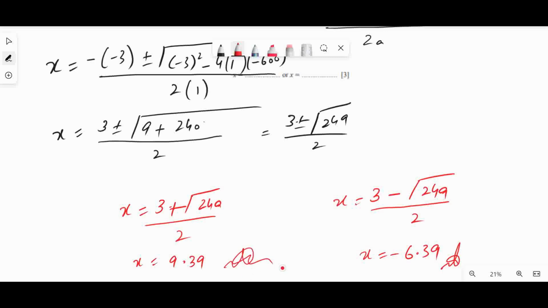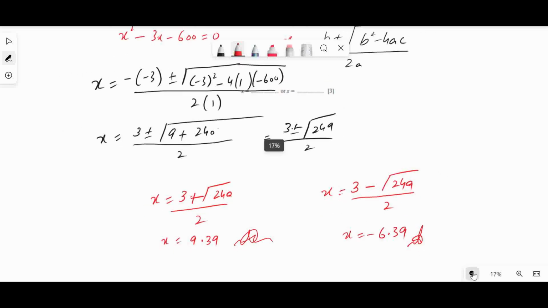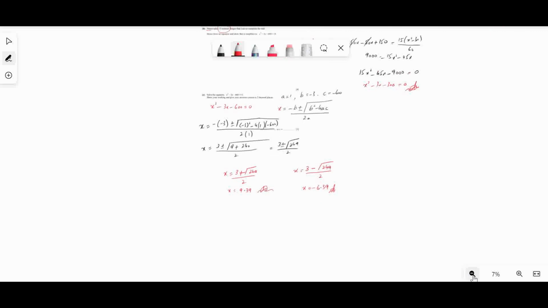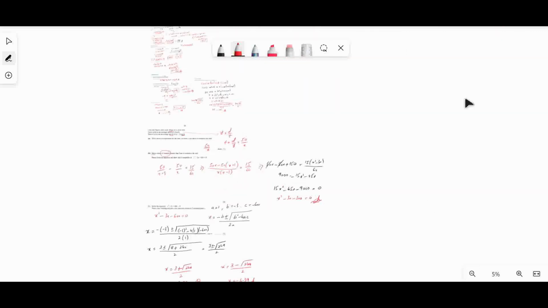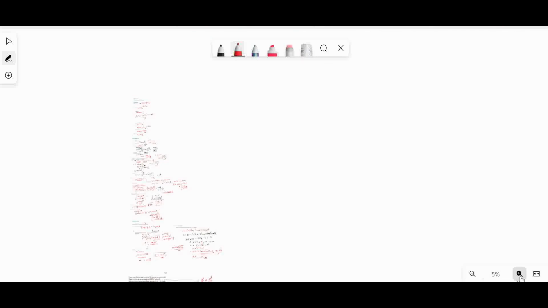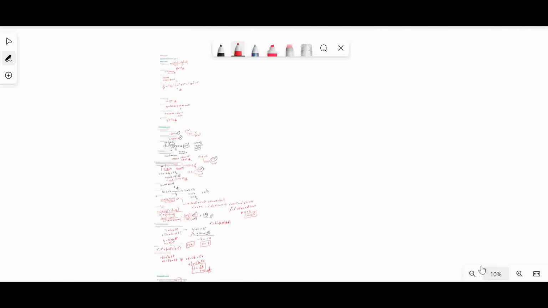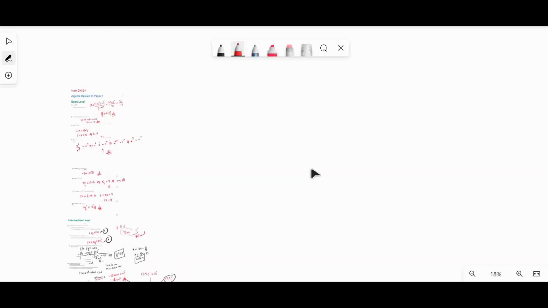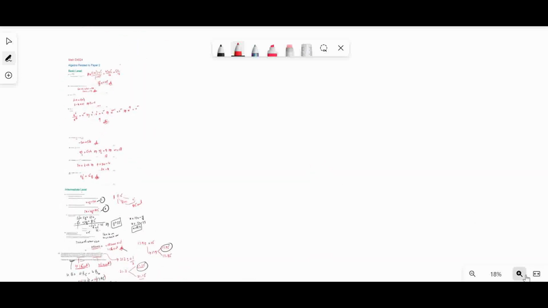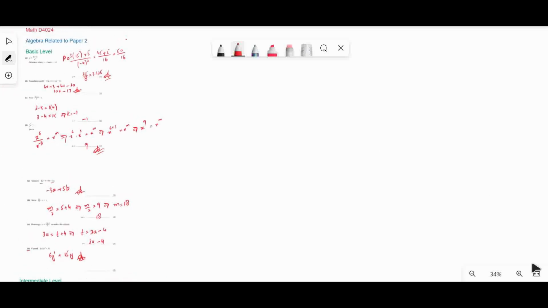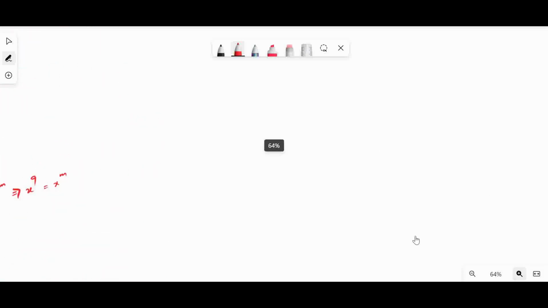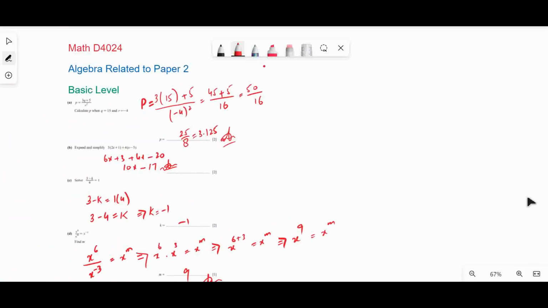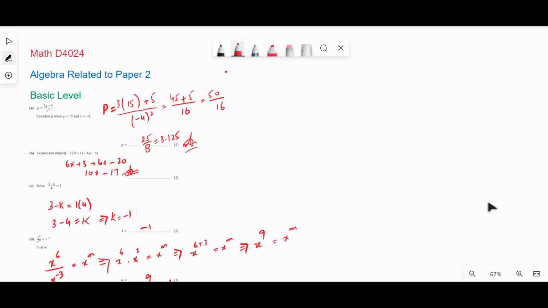So that is it for today. So today we have discussed the algebra portion related to paper 2. This is a very important concept, and generally the concept is that algebra questions do not come or rarely come in paper 2. So today we have seen what kind of questions can come and what kind of questions do come. And I hope that the concept is clear.